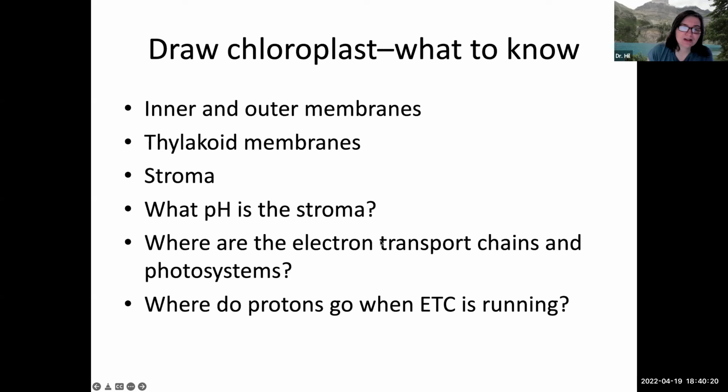What is the pH of the stroma? Noting that it has a very similar location and function to the matrix of the mitochondrion. It's neutral-ish, right? For the same reason. There are enzymes that participate in biochemistry, notably the Calvin cycle, that must function, and their pH needs to be close to neutral. The photosynthetic process requires electron transport chains and photosystems.